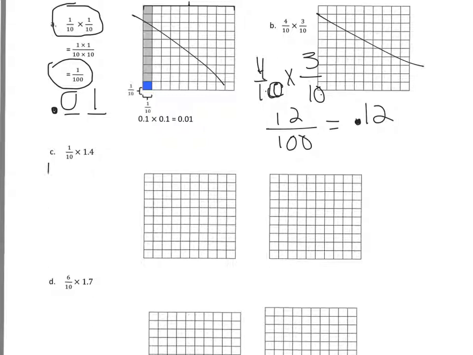Here, I have 1/10, and now what they've done is they've given me this decimal, and I need to put that into a fraction form so that I can multiply it. So 1/10 times, now since there's only 1 spot at the decimal, we're going to make that tenths on the bottom, so it's 14/10. So we've kind of converted it into an improper fraction. 1 times 14 is 14. 10 times 10 is 100. So 14/100ths is 0.14.